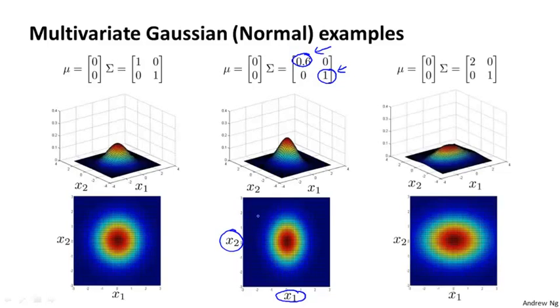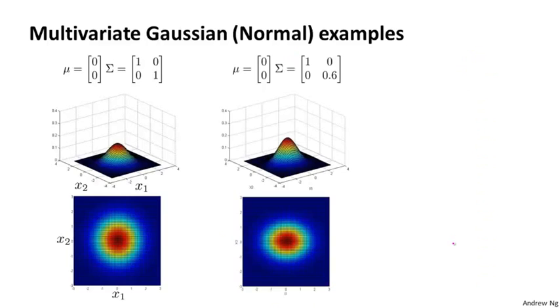Whereas if I do this, if I set this matrix to 2, 1, then you can also model examples where x1 can take on a large range of values, whereas x2 takes on a relatively narrow range of values, and that's reflected in this figure as well, where the distribution falls off more slowly as x1 moves away from 0, but it falls off very rapidly as x2 moves away from 0.